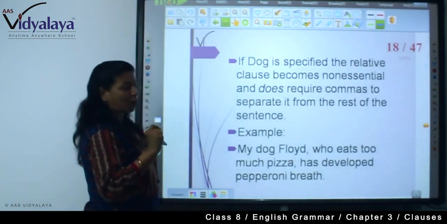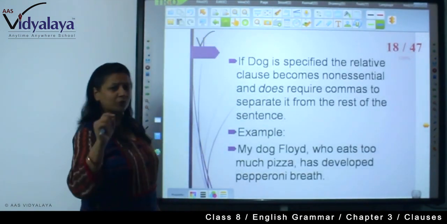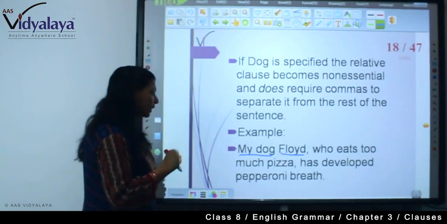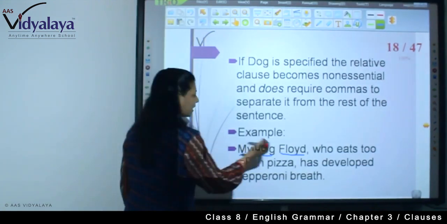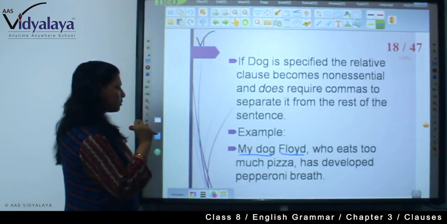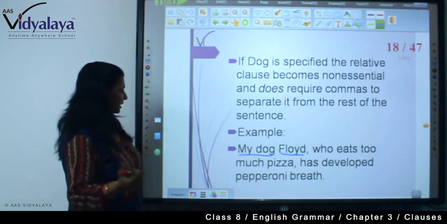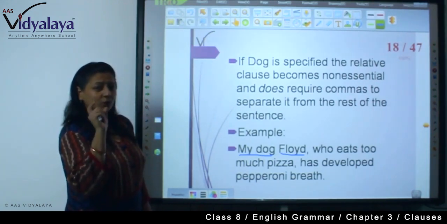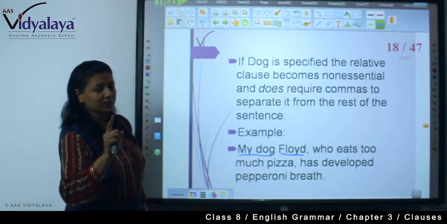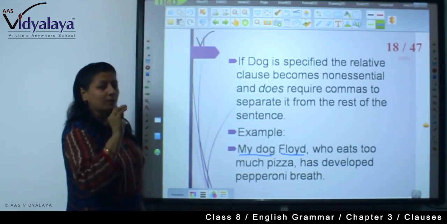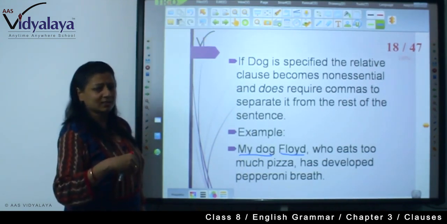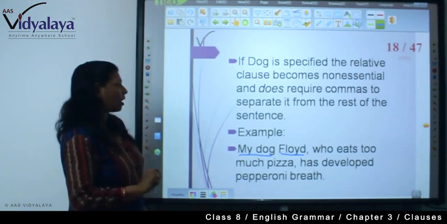Now in that, if the dog is specified, my dog Floyd, here the dog is specified. We have given the dog a name. Who eats too much pizza? So here we have put 2 commas just to add the relative clause. Who eats too much pizza has developed this breath, pepperoni breath. So this is the thing that you will have to understand. Where the subject you need not specify, you don't need to put a comma, but where you need to specify your dog or whosoever is the subject, you need to put commas here.